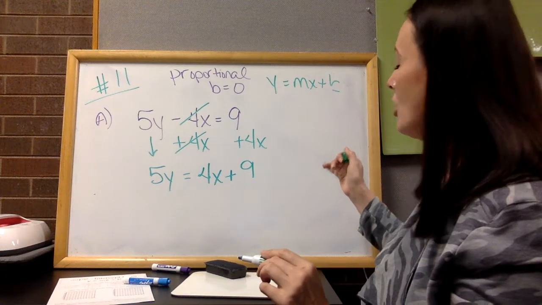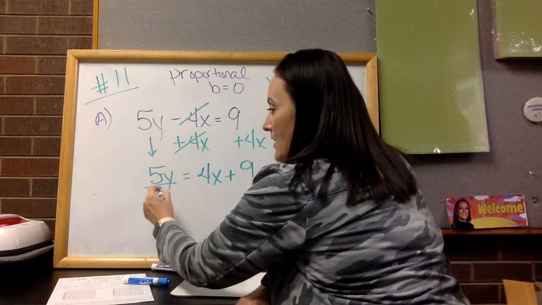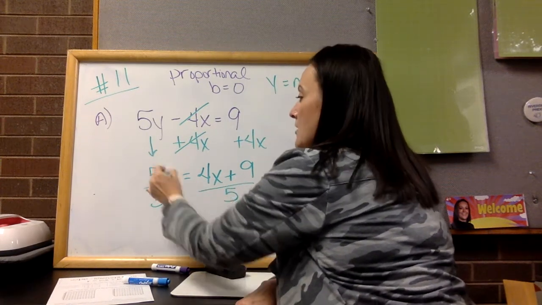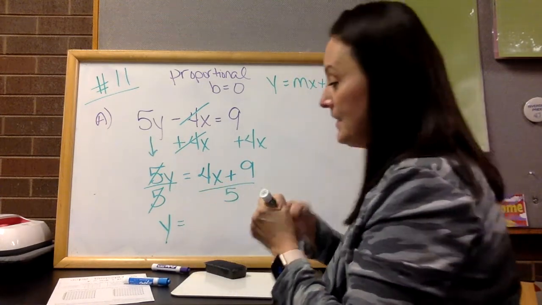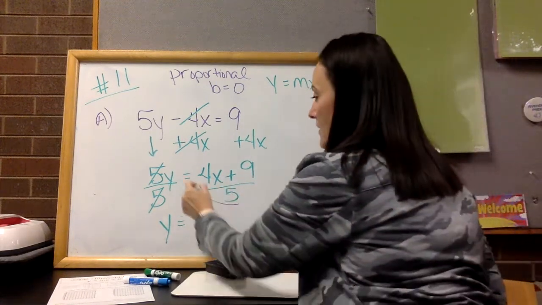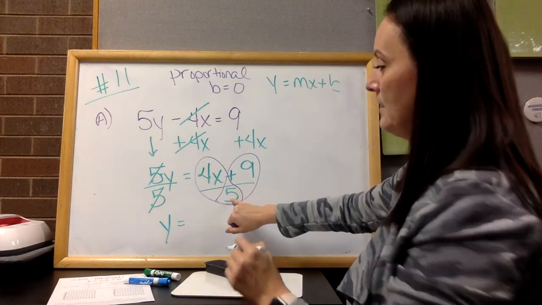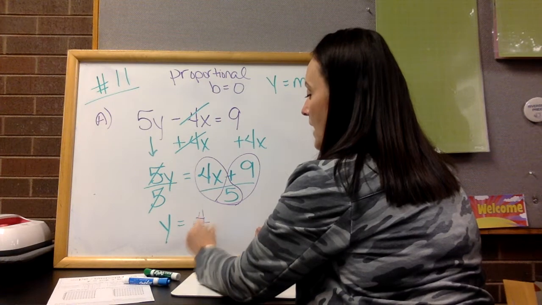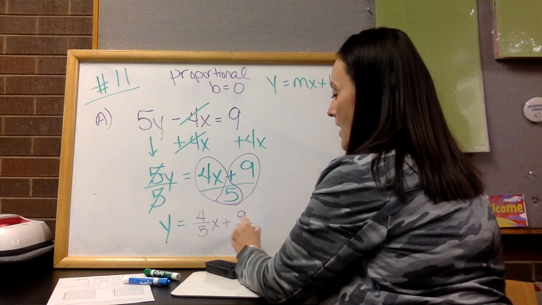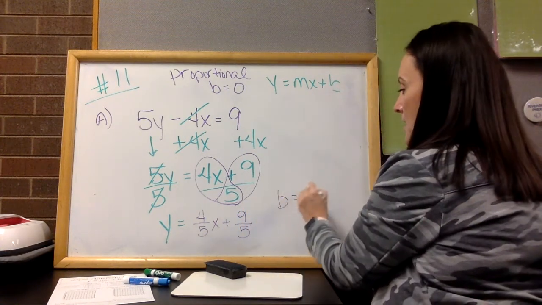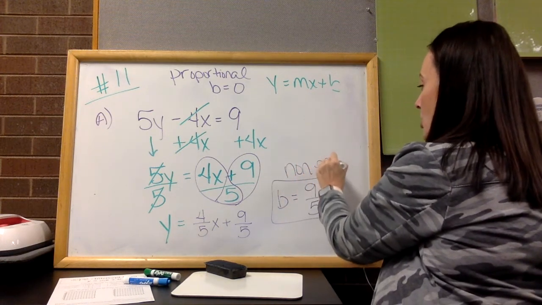Now, I'm not completely finished. The last thing I've got to do is get rid of this 5 times, right? So this is 5 times y. To get rid of that times, I'm going to divide both sides by 5. So 5 divided by 5 is going to give me just that 1y. And then I've got to look at both pieces. I can't just leave it like this. I've got to divide this term by 5 and then this term by 5. So that is a positive divided by a positive, so I get 4/5 x. And then this is 9 divided by 5, which is a positive, so 9/5. This has a b. b equals 9/5. Since it has a b, this one is non-proportional.